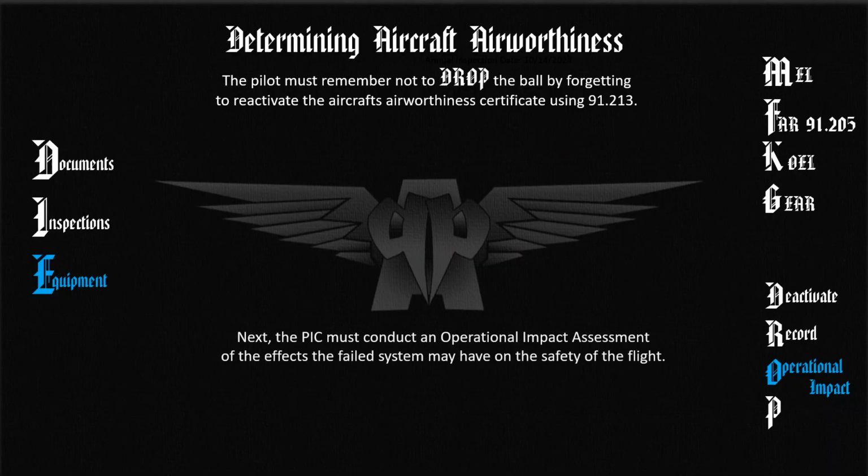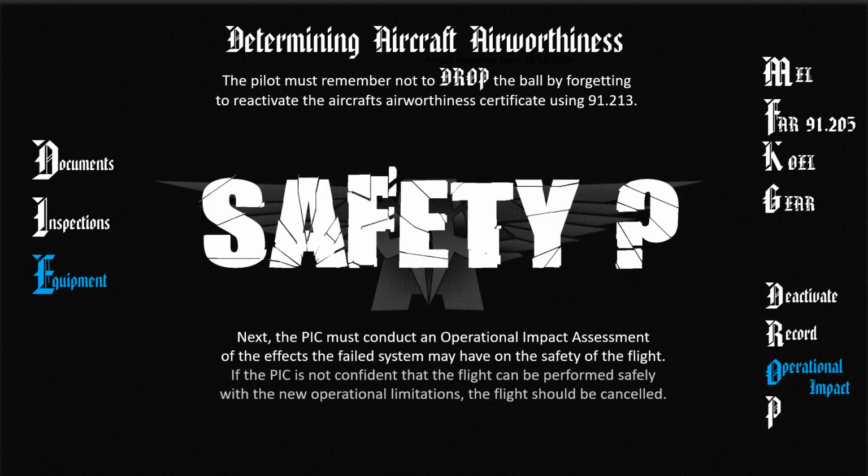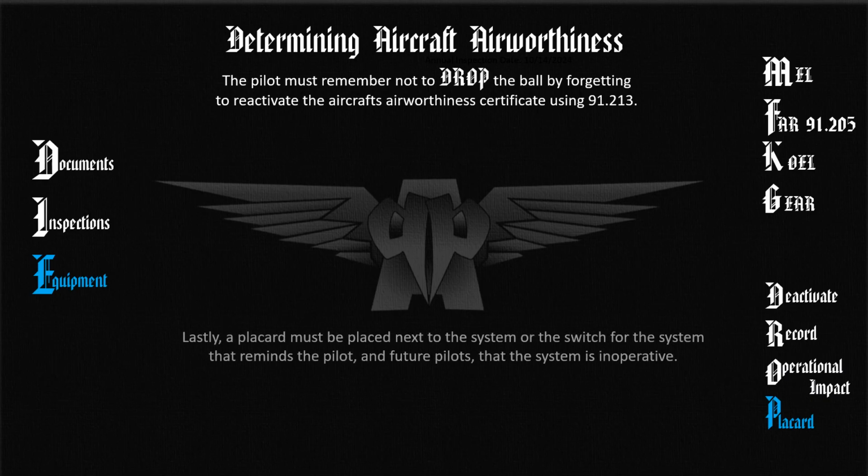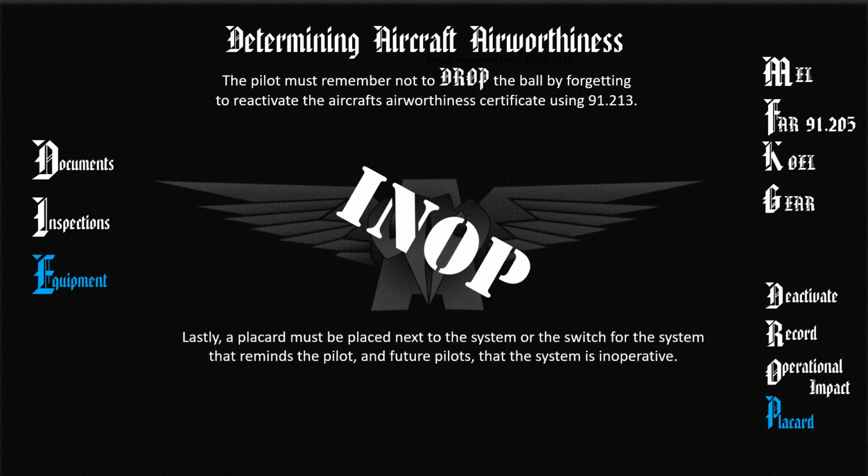Next, the pilot in command must conduct an operational impact assessment of the effects the failed system may have on the safety of flight. If the pilot in command is not confident that the flight can be performed safely with the new operational limitations, the flight should be canceled. Lastly, a placard must be placed next to the system, or the switch for the system, that reminds the pilot and future pilots that the system is inoperative.